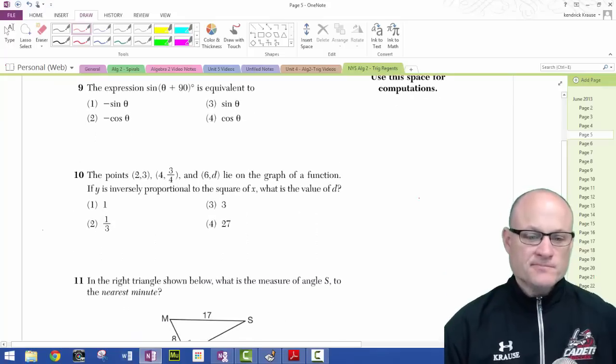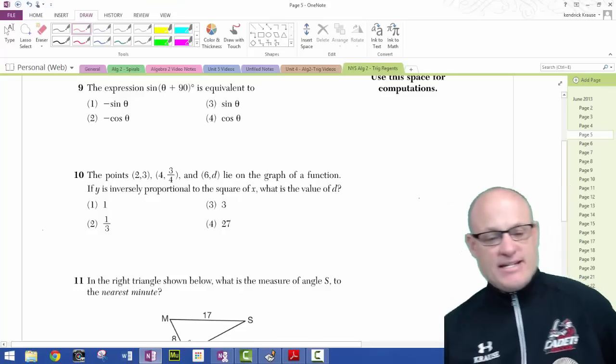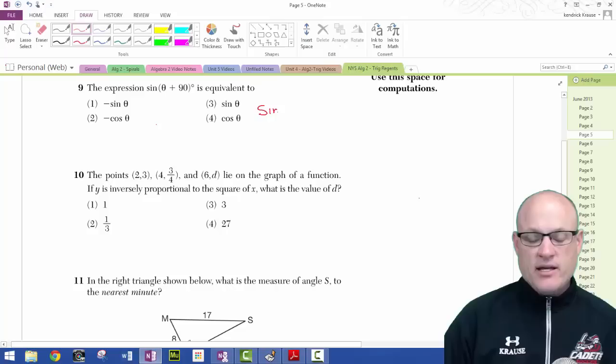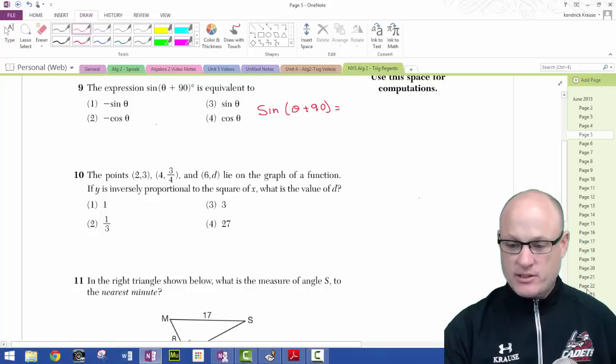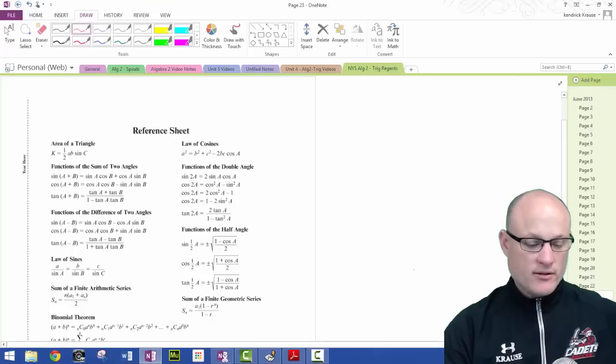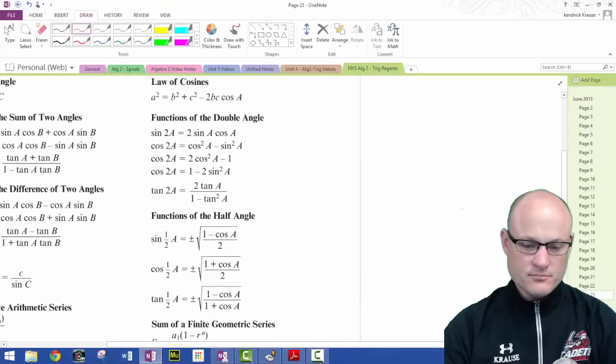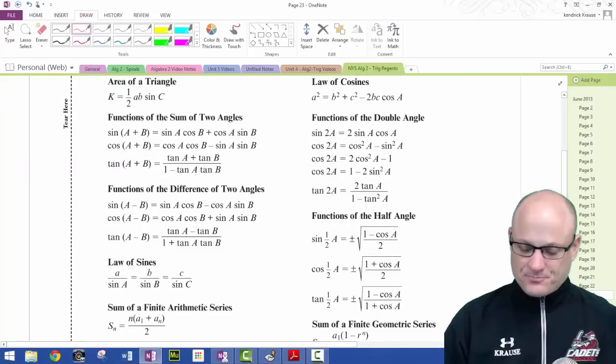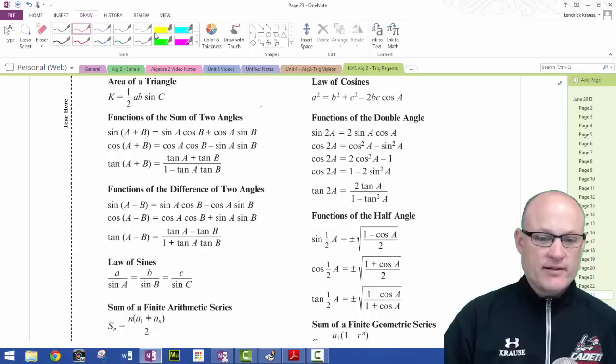Alright, so sine of theta plus 90 degrees. Anytime you are given one of these equations where it's sine and it's got a plus or a minus in it, that is going to say to you, go to your formula sheet and remind yourself. I think it's on page 23. There it is. It's not always on page 23, but in this case it was. So I want the sine formula that has a plus sign in it. And that would be this equation right here.